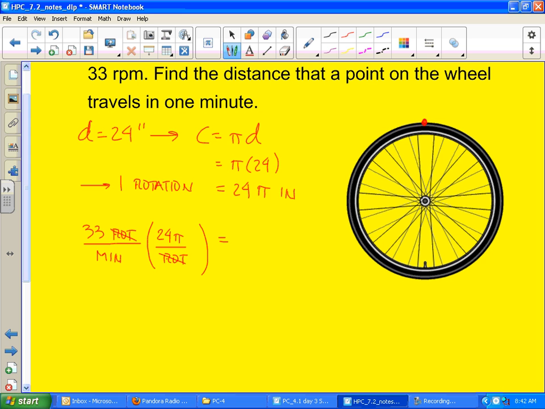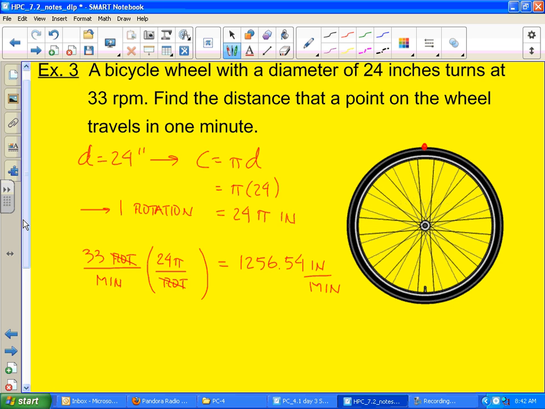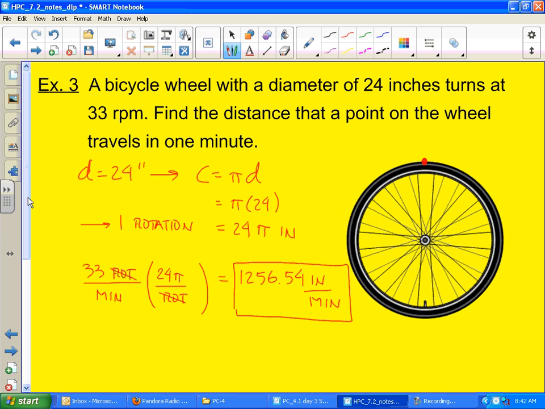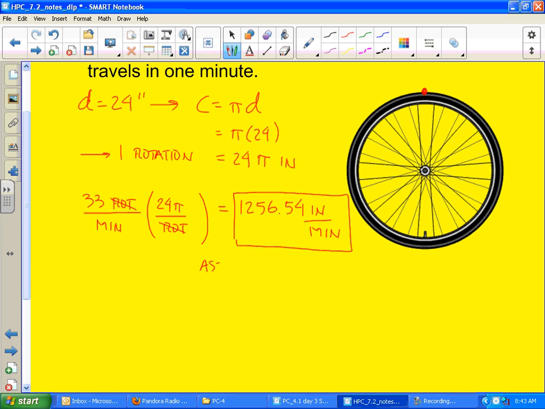If we calculated this out, converting our pi, we would have 1,256.54 inches. Assuming that object on my wheel travels at the same rate, I'm going to have 1,256.54 inches per minute that object will rotate through. Obviously, if the wheel speeds up or slows down, that's going to be different. But assuming that we maintain the same speed, we would have this distance.